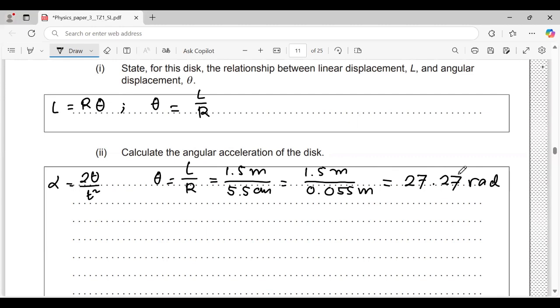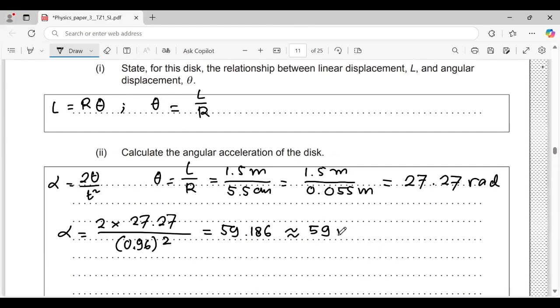Next, substitute this result into this formula. Alpha equals 2 times 27.27 over t, which is 0.96 according to the information, squared. If we calculate, the result is 59.186, rounded to 59. The unit is radian per second squared.